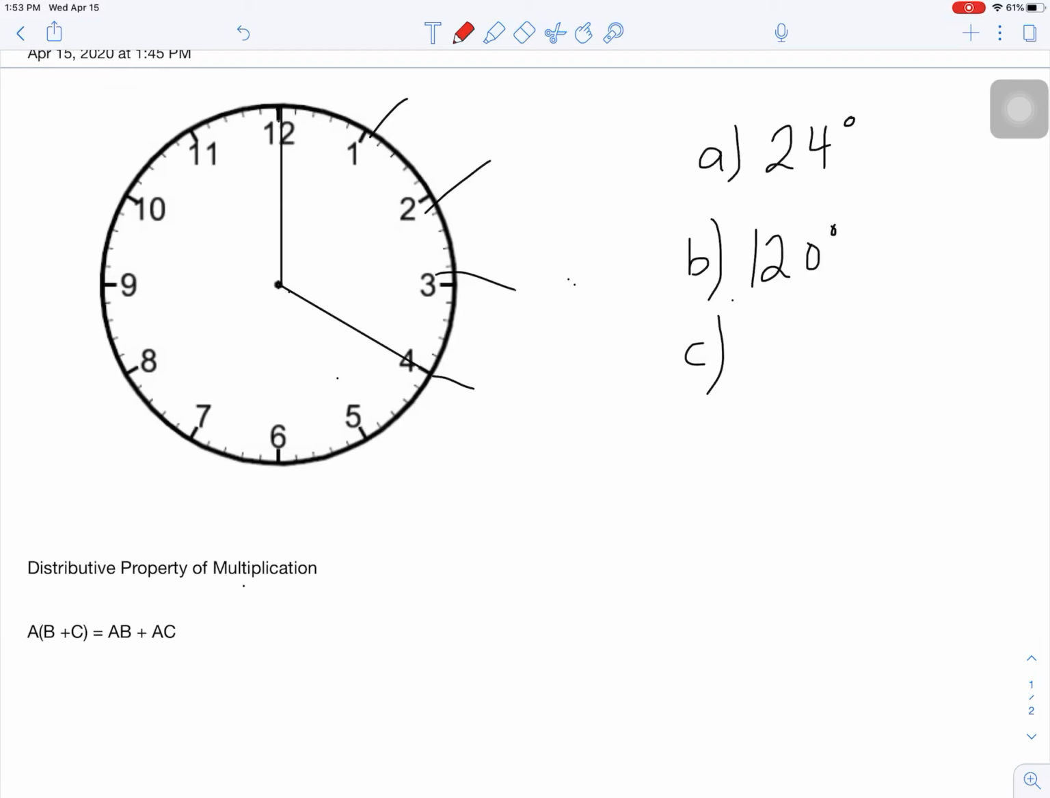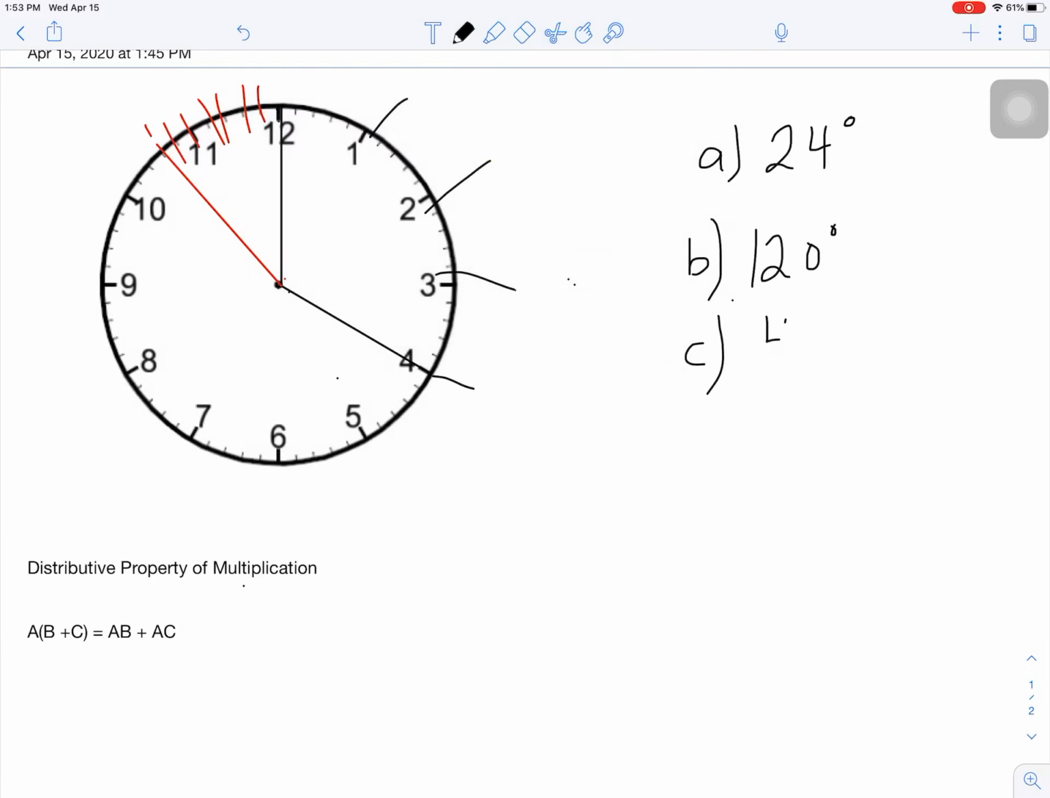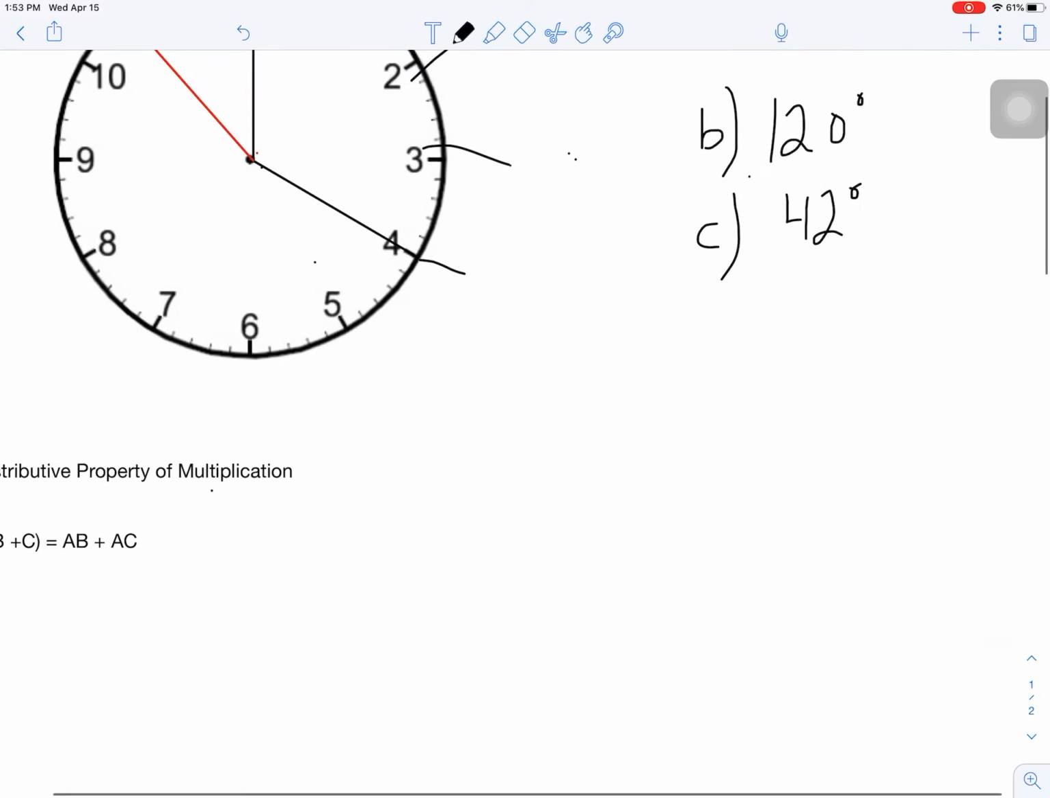Okay, so we got a slightly different angle there. It comes in, hopefully I do this right, kind of looking over, right up, over into here. So if we look at it, we have 6, 12, 18, 24, 30, 36, and 42. So the correct answer would be 42 degrees for that one.